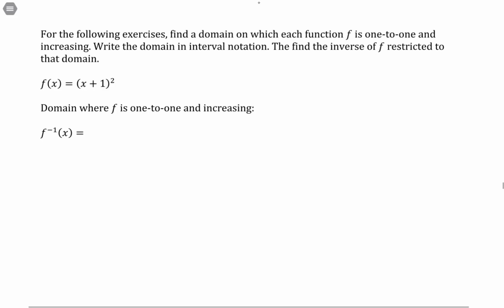For the following exercises, find a domain on which each function f is 1 to 1 and increasing. Write the domain in interval notation. Then find the inverse of f restricted to that domain. So the domain where the function is 1 to 1 and increasing.